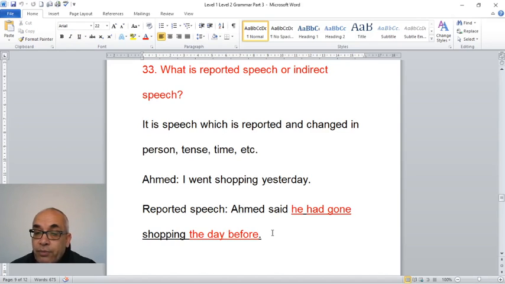And when we start with said, we make changes to time. But if you don't start with said, if you say Ahmed says, you don't change time, but you change person and tense. But you need a lesson on reported speech. If you just understand this sentence for now, that's okay.